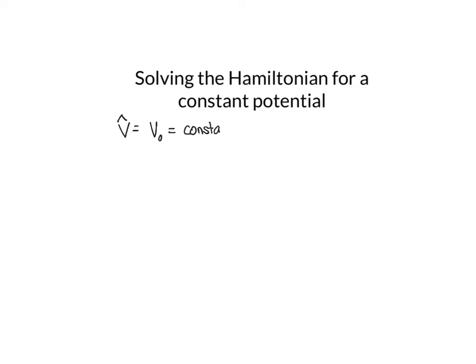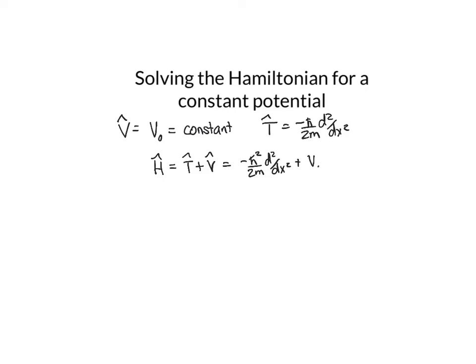And remember that the kinetic energy operator is always minus h bar over 2m, take the second derivative. And so our Hamiltonian, that's the first thing we need to do, is write the Hamiltonian, which is kinetic plus potential. So it's going to be minus h bar squared over 2m, take the second derivative, plus V naught.